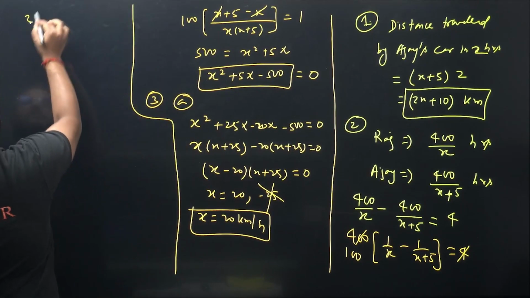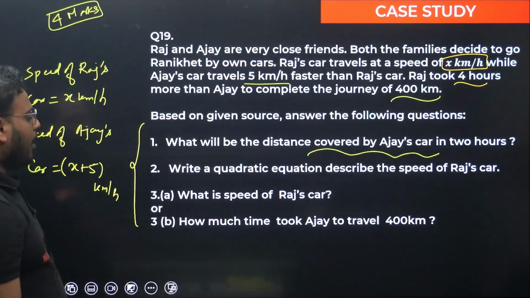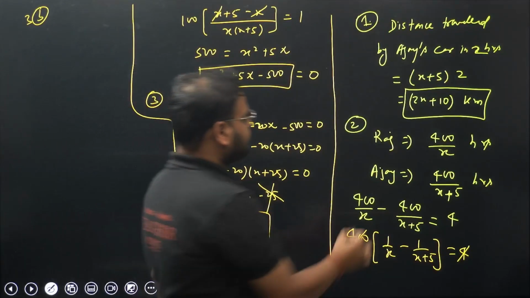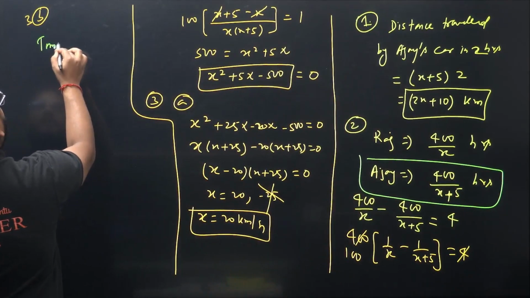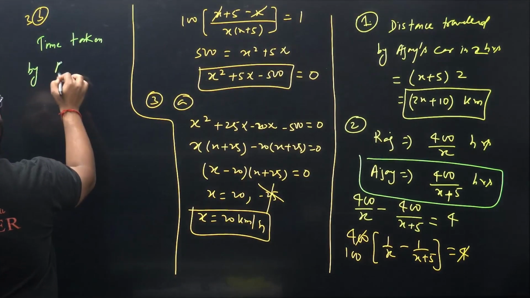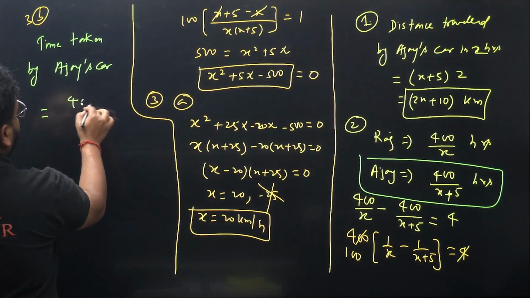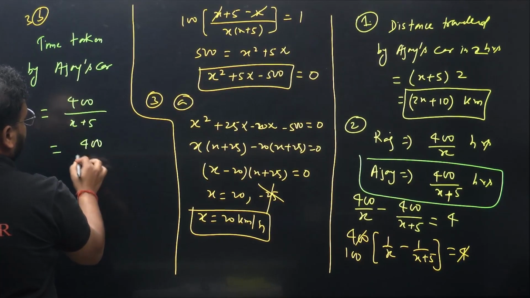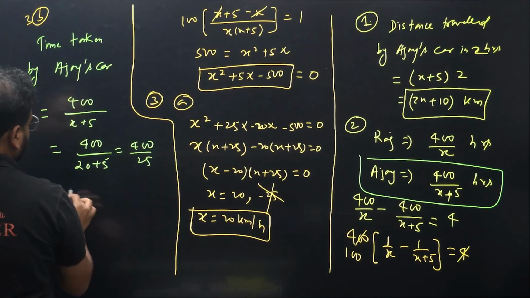Now the last one is 3b. Have a look. How much time did Ajay take to travel the 400 kilometers? To do that, we have to use the time taken for Ajay. You are looking for the time taken by Ajay's car. It will become 400 divided by x plus 5. How much is this? 400 divided by 20 plus 5, which is 400 divided by 25, which is how much? 8 hours.